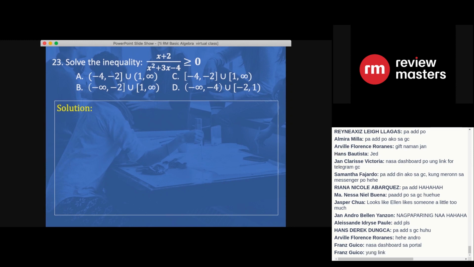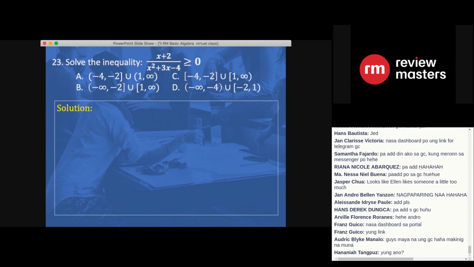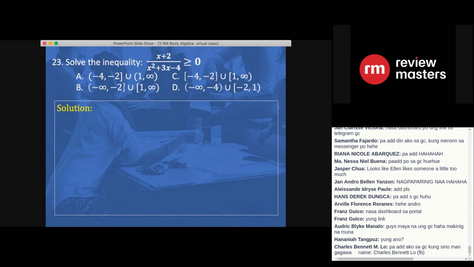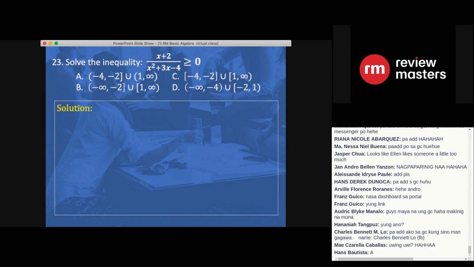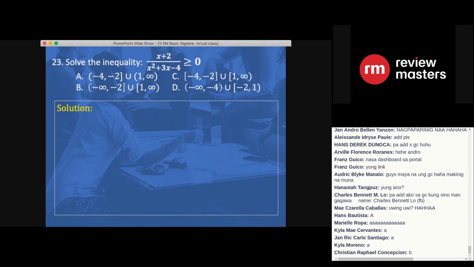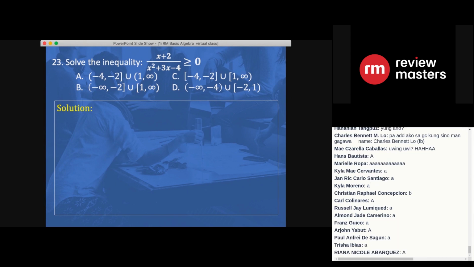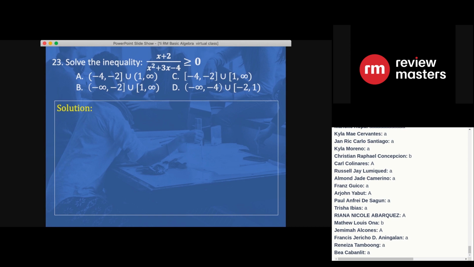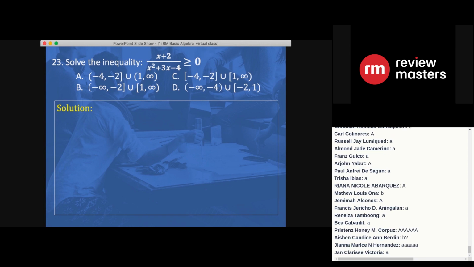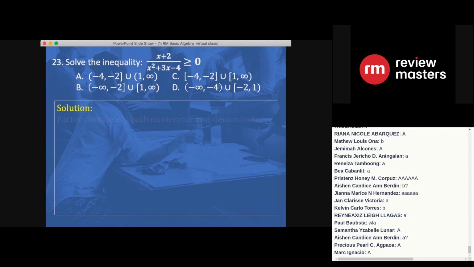Number 23, what is your answer in number 23? Okay, si Hans answered A. How about the rest? Nakaabot pa kayo dito sa number 23? Because kanina ay may hindi mga nakaabot daw. Someone answered B, but most of you answered A. Okay, so how are we going to deal with that?